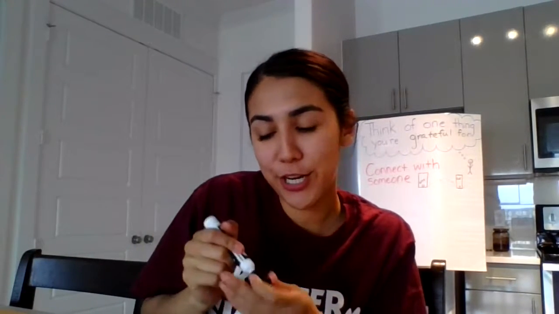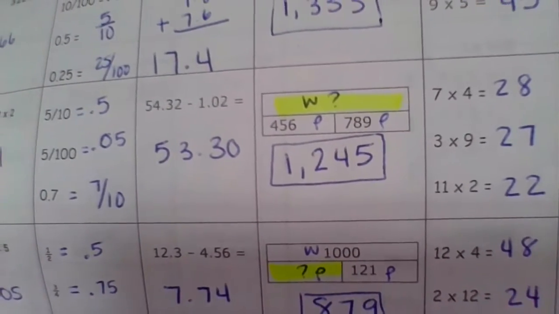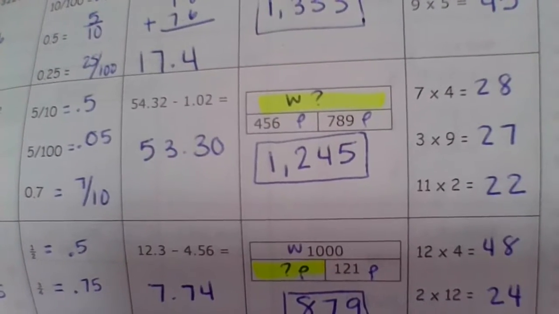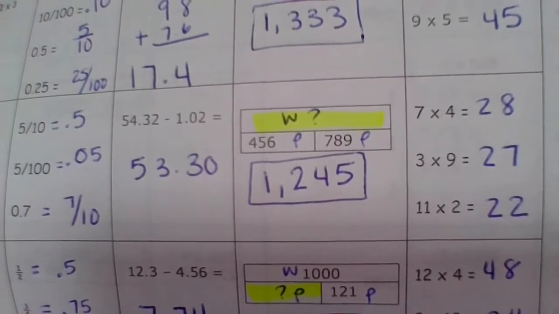And last but certainly not least, my favorite part, our multiplication facts. Okay? 7 times 4 equals 28. 3 times 9 equals 27. 11 times 2 equals 22. All right, boys and girls, that is it for Tuesday's Gimme 5 for page number 7.